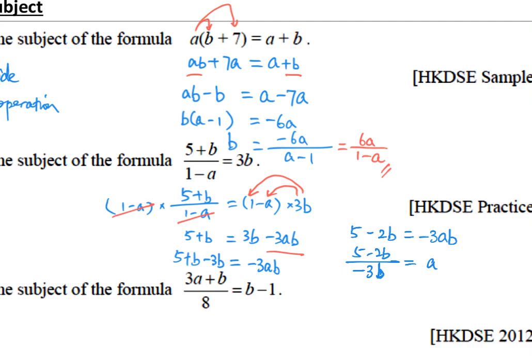As I can see here, negative and also minus on the top. So I try to move this negative sign to the top. So a equal to, I want to make negative 3b become positive 3b, so I put this negative sign to the top. When I put it on the top, I need to change everything to its opposite. This is positive 5 become negative 5. This is negative 2b become, yes, correct, positive 2b. Therefore, a equal to negative 5 plus 2b over 3b.